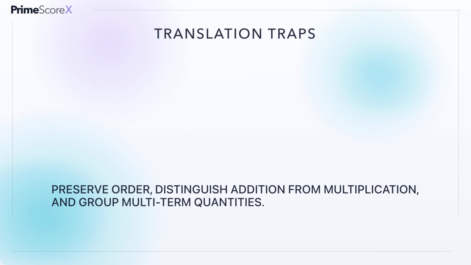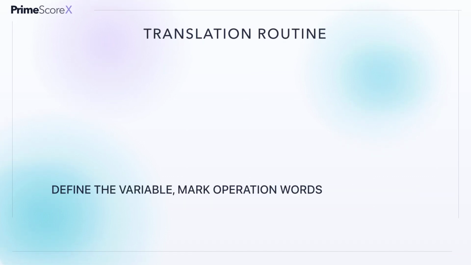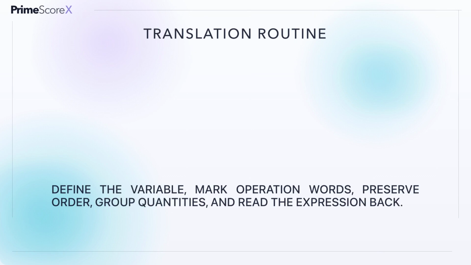Common wrong answers reverse subtraction or division, treat more than as multiplication, or omit parentheses. Read the phrase in small chunks. Identify the main operation last. Twice the sum means form the sum first, then multiply. After writing the expression, say it back in words. If the verbal meaning changes, revise the algebra before calculating.